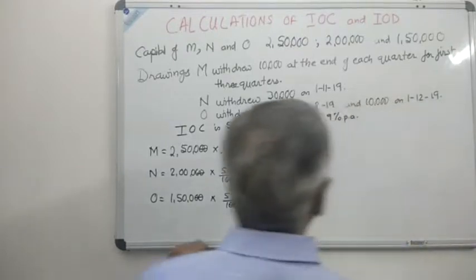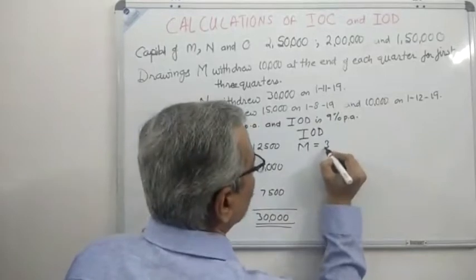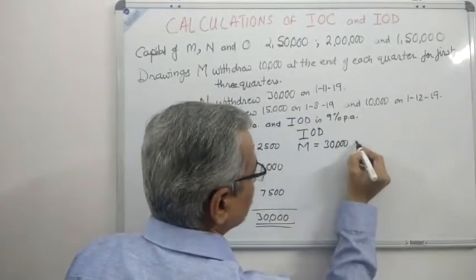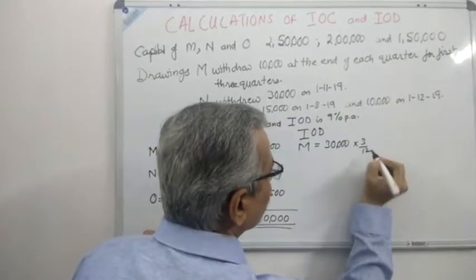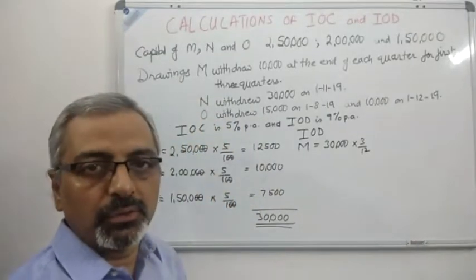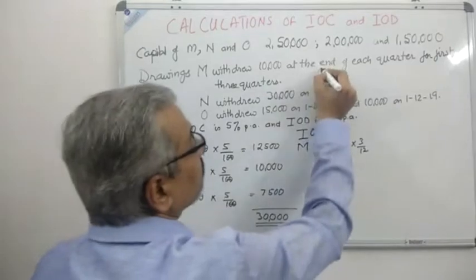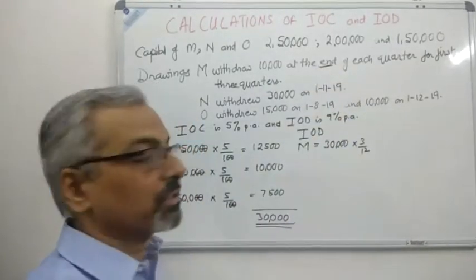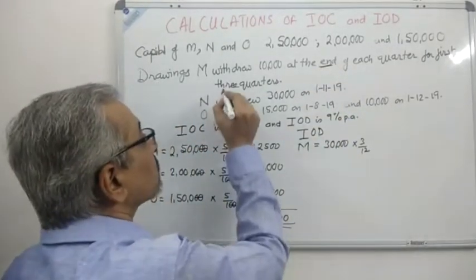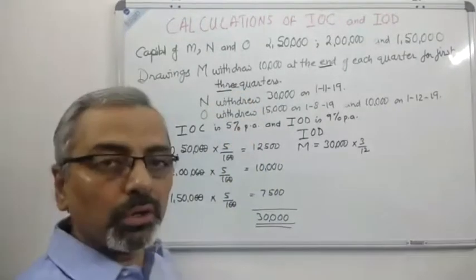Now, what is the total amount of money withdrawn? That is 30,000. How many months? 3 months. I hope the calculation is very clear to you. I have just now explained to you. Money drawn at the end. The wording given over here is end of each quarter, and that also for the first 3 quarters only, not all the 4 quarters.